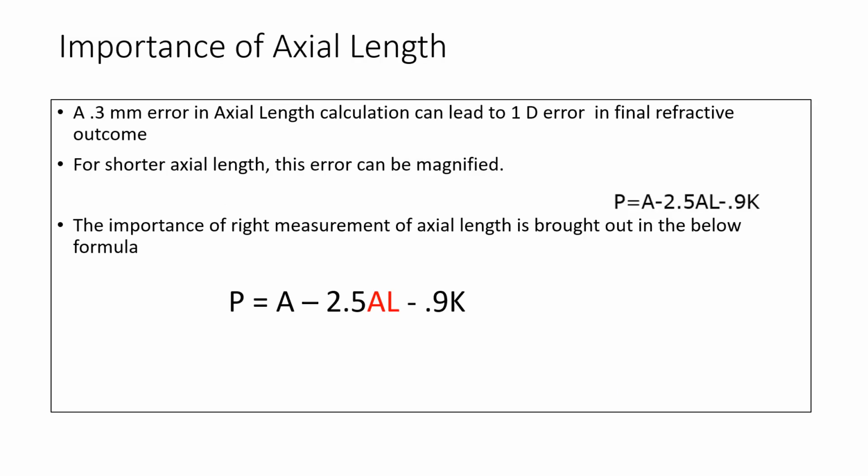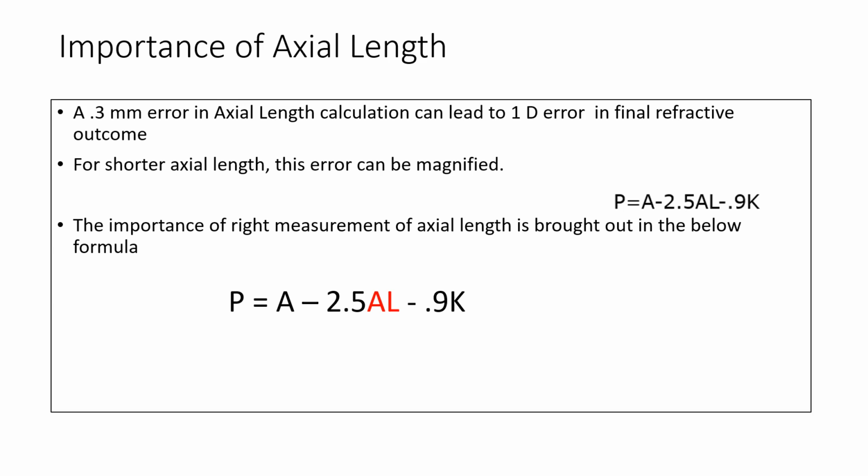retina. Like we talked about in part 1 while discussing keratometry, the importance of right keratometry measurement, the same way we discuss over here the importance of axial length measurement, the right calculation of axial length. So in this formula, the SRK formula, you can see power is equal to A constant minus 2.5 into axial length minus 0.9 K.